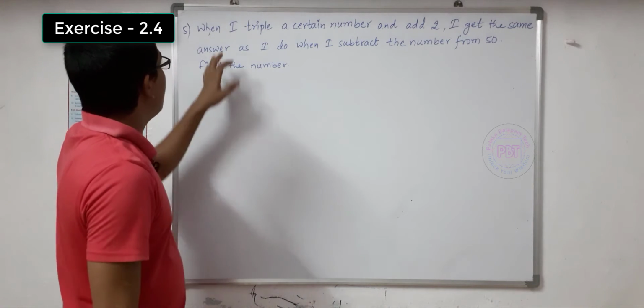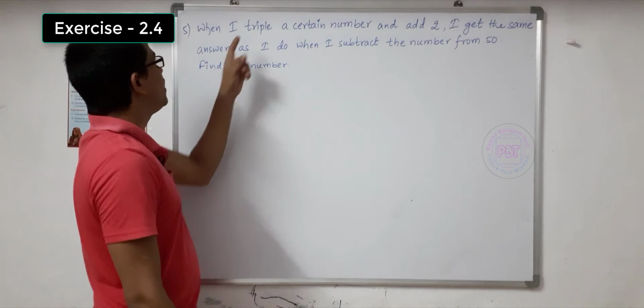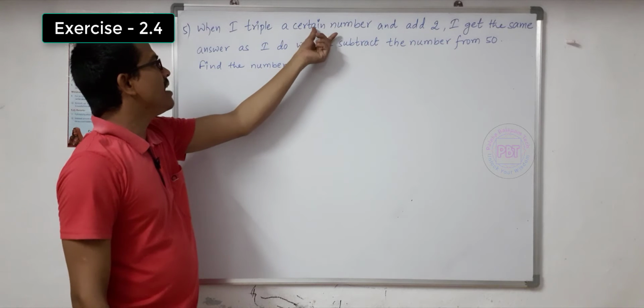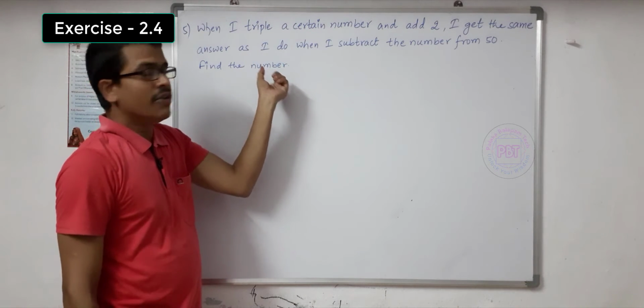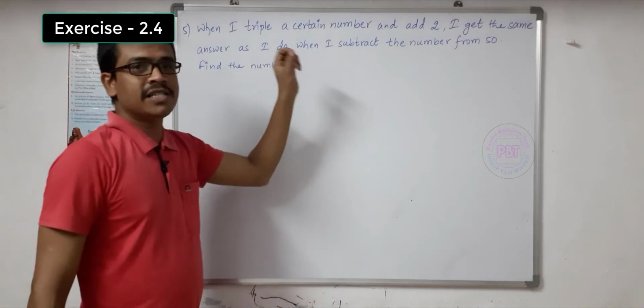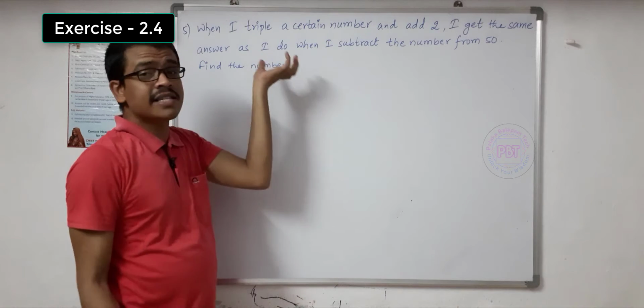So here we are going to consider the number as x. Triple a certain number. Certain number I am taking as x. Then triple of the x is 3x. For that I am adding 2. 3x plus 2. Isn't it? The result is I get the same answer as.